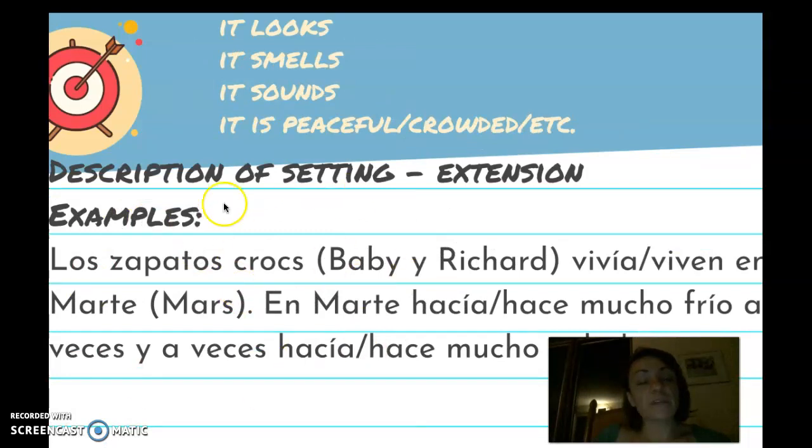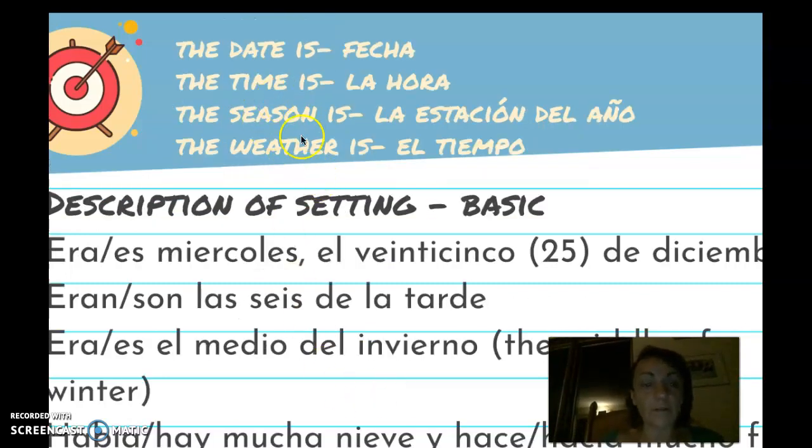Here's some description of setting. Los zapatos Croc vivía en Marte. En Marte hacía mucho frío y a veces hacía mucho calor. So on Mars, sometimes it's really cold, sometimes it's really hot. So that's a little description of their setting from here, right? The weather.